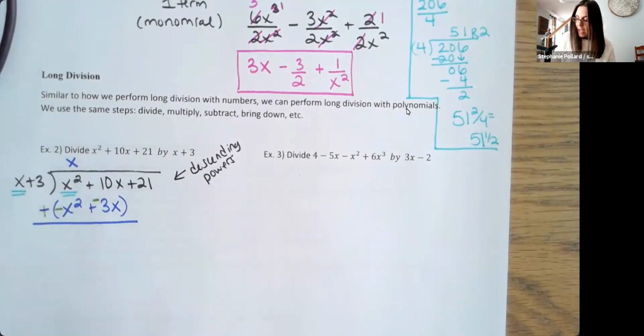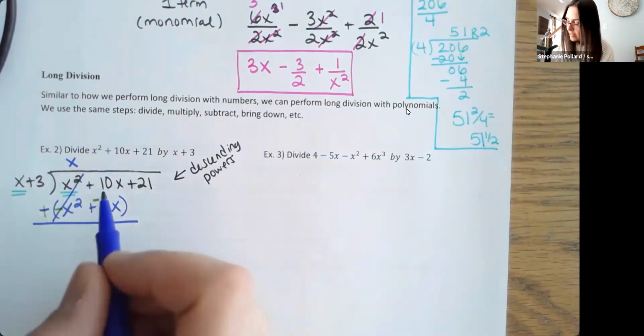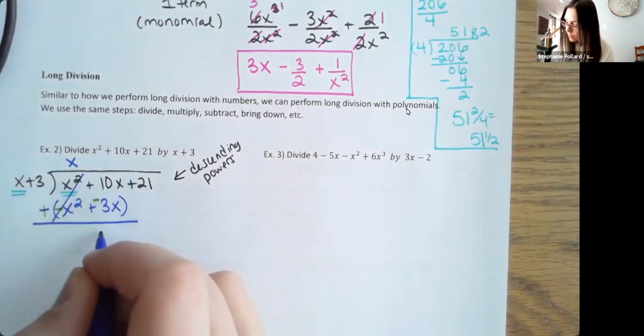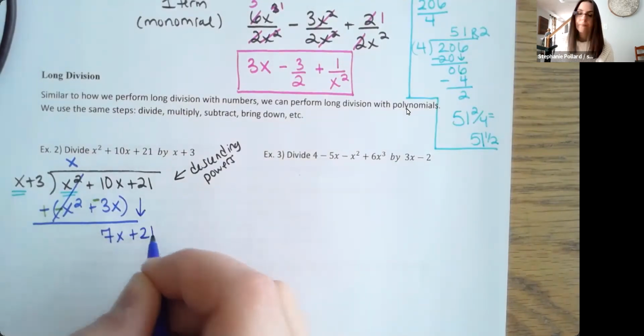So x squared minus x squared is 0. It should cancel out. That's what you want, that first term to cancel. And then 10 minus 3 is 7. So you have 7x. And then we're going to bring down that plus 21.